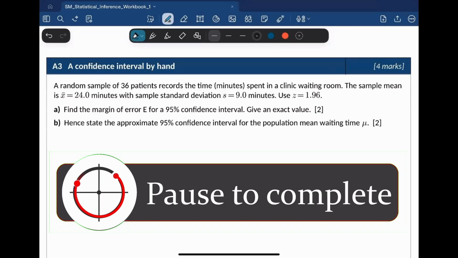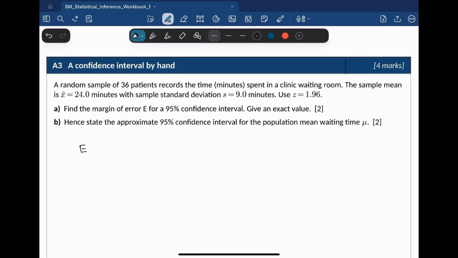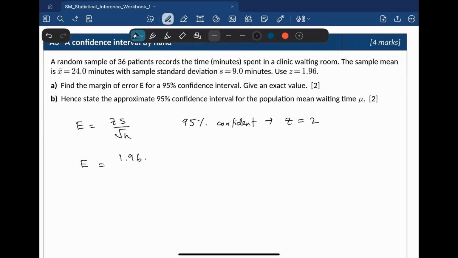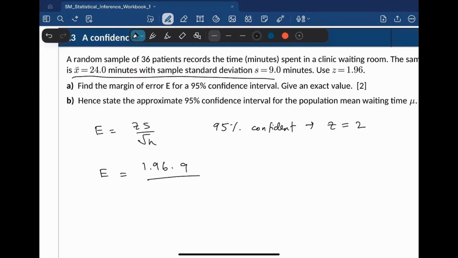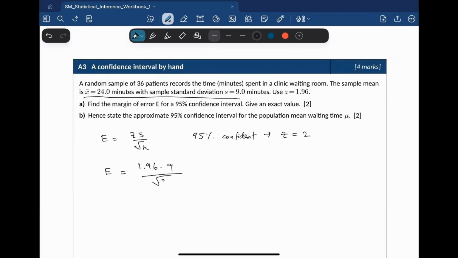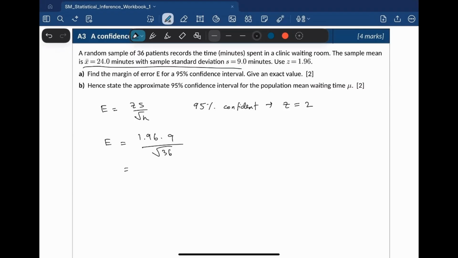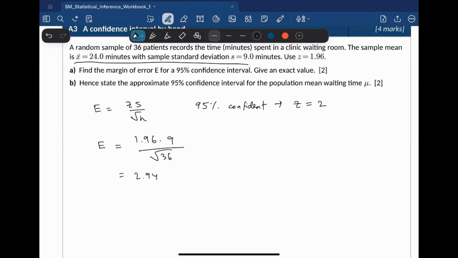So I'll just quickly go through what we did. Okay, E, as we said earlier, was Z times S on root n. Oh, it says use 1.96. Okay, I'll use 1.96. Identify how many samples were taken. It's just one. It's always one. So that means we're referring to the sample and not the distribution of the sample. Those two are different things. 9 on root 36, right? And then you just plug it into your calc. You get 2.94. Okay, so we got the margin of error.